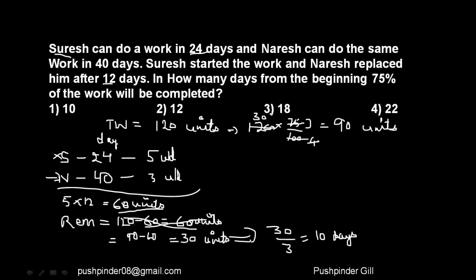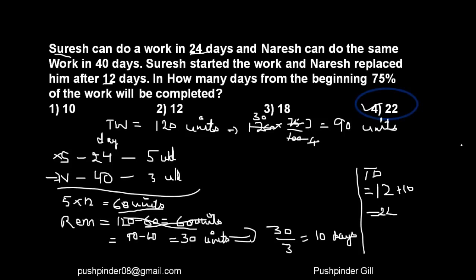Now, the question is asking for the total number of days taken to finish the job, which is equal to the days taken by Suresh, that is 12 days, plus the days taken by Naresh, that is 10 days, which is equal to 22 days. So the work has been finished in 22 days, right? So I hope you're understanding what we're trying to do here.